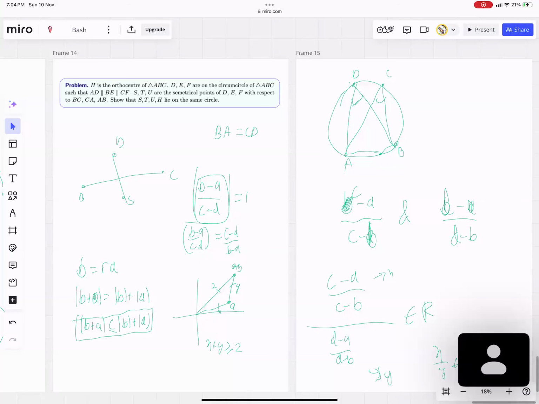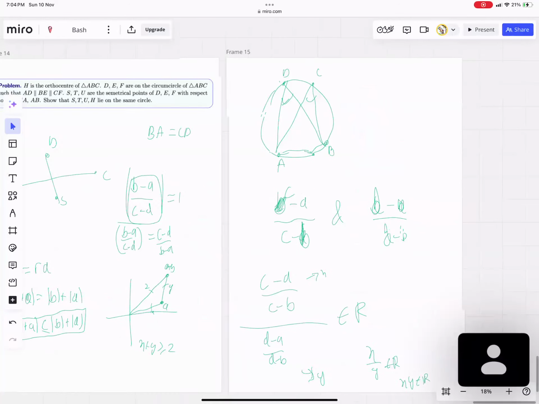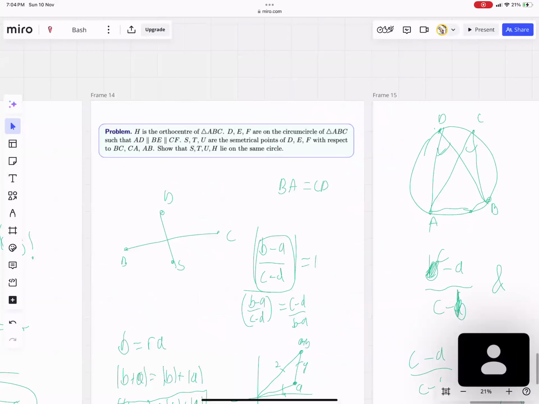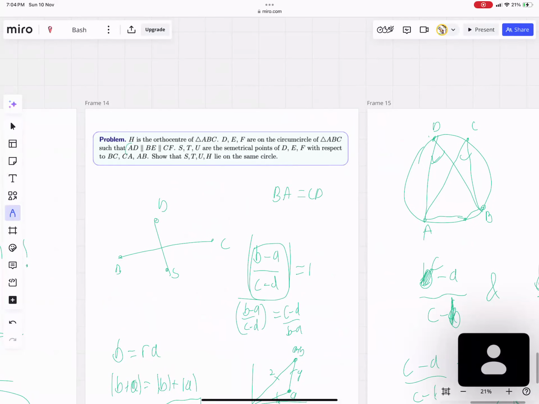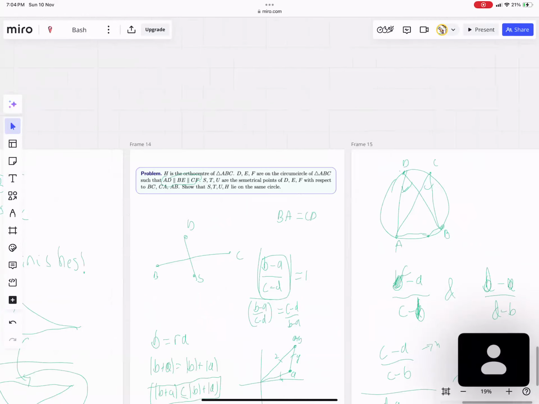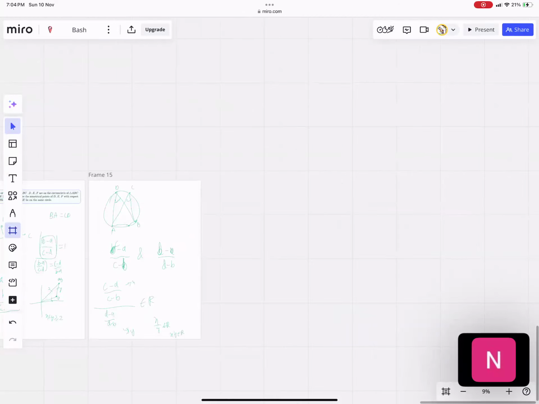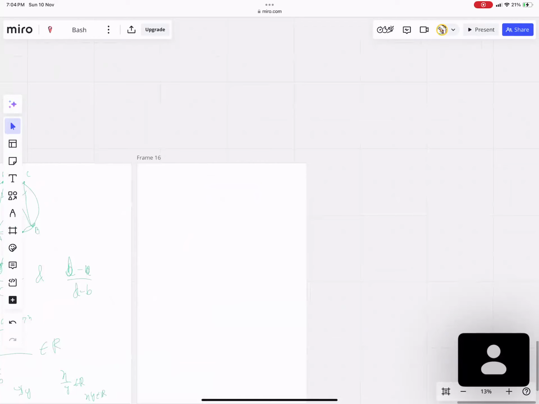Okay, give a hint. So the thing is, this condition, AD parallel to BE parallel to CF, is hard to control. So we can think like isosceles trapeziums. Okay, but hmm, convert them into lengths and then equate the lengths. Okay, but that would be very messy.